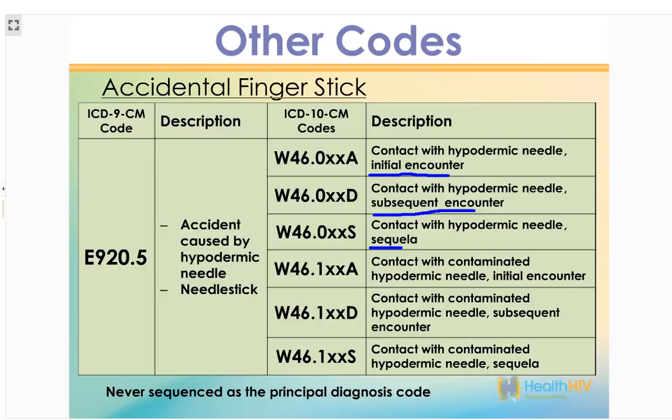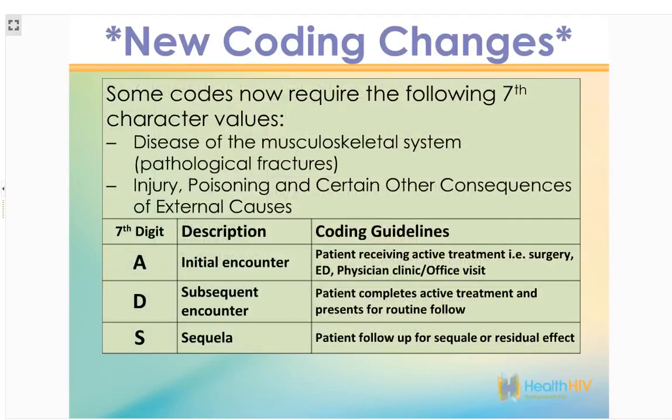The bottom 3 codes are contact with a contaminated needle. So the first 3 codes are just contact with a needle, and the last 3 codes are just contact with a contaminated needle. This slide just gives you the description of the alpha for the 7th characters A, D, and S, which we just spoke about. So again, it's active treatment, and if you'll notice, under the alpha D, it says completes active treatment.